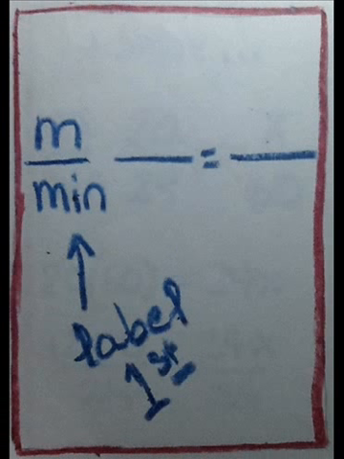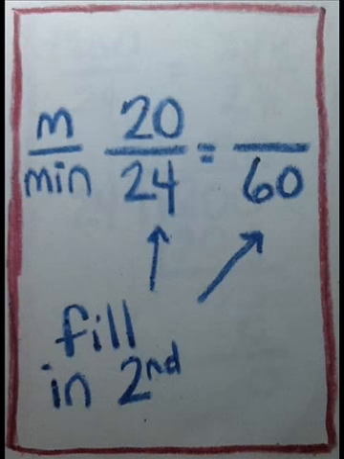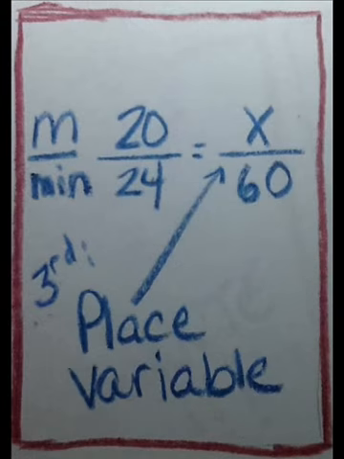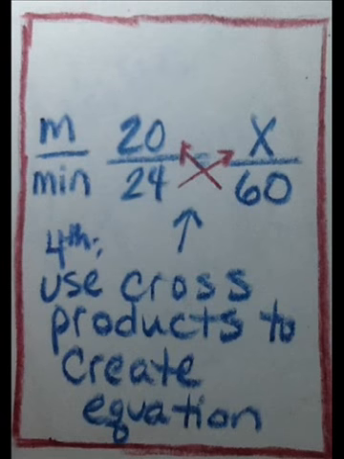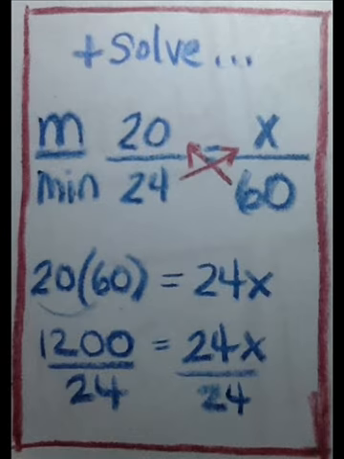Yes, watch. You want to know how fast you can run in an hour, or 60 minutes. So first you have to label. Second, fill in the numbers you know. Third, place a variable, any letter you want, where the unknown is. Then use cross products, also known as cross multiplication, to create an equation. So 20 times 60 goes on the left, and 24 times x goes on the right.